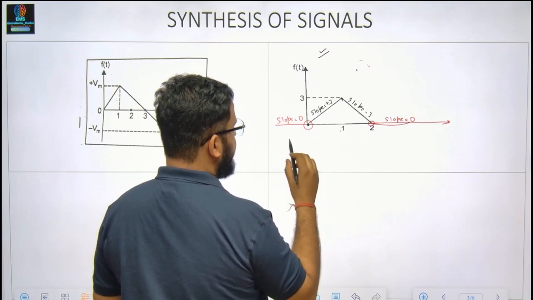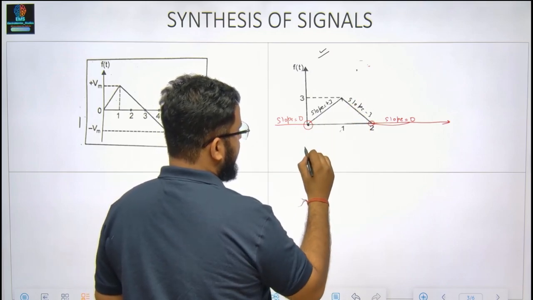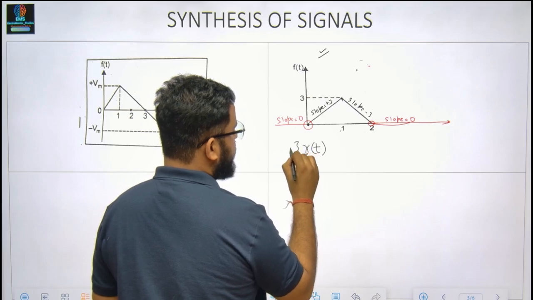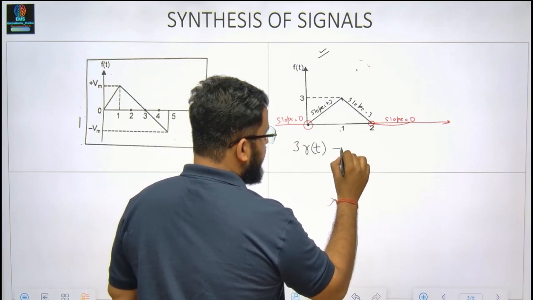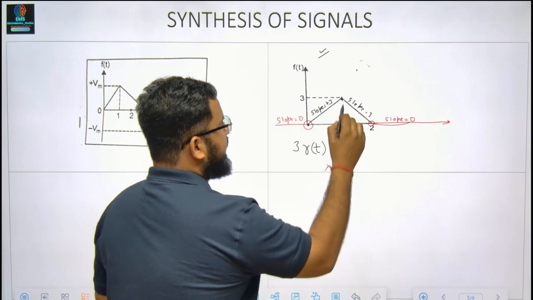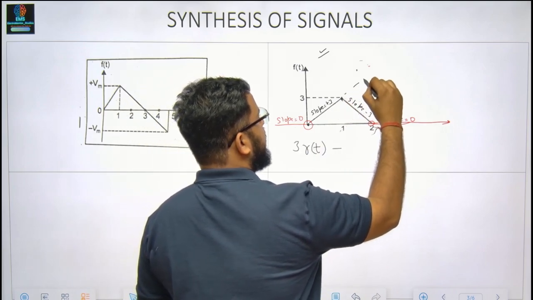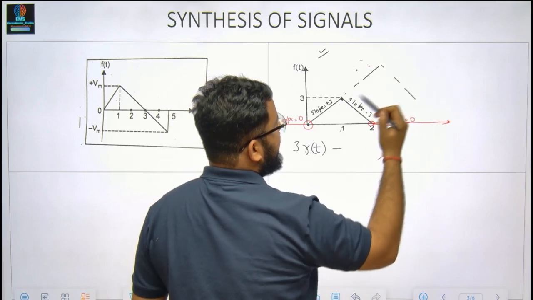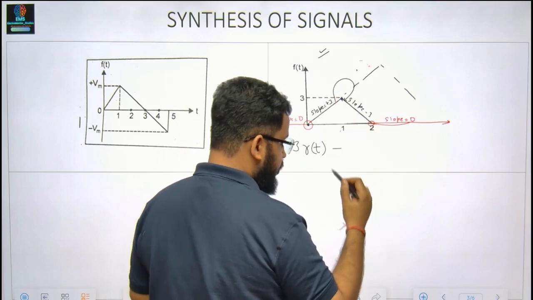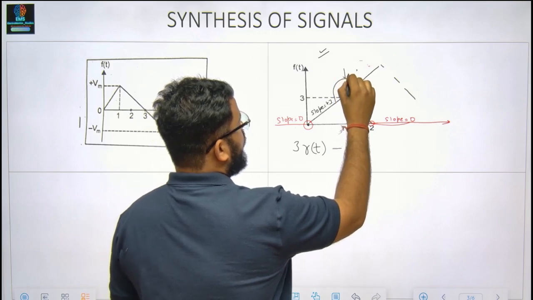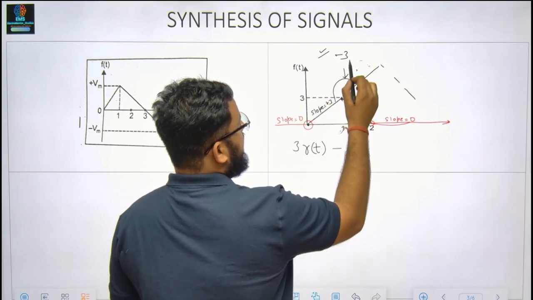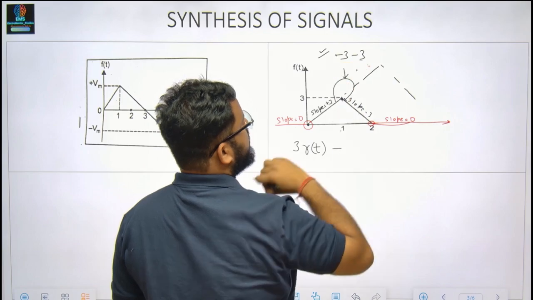At this particular point, my signal is rising in a linear manner, that is r of t. And what is the slope? That is 3r of t. Plus or minus, we'll see over here. At this point, my slope was going on at +3 and suddenly it has been tilted to -3. So what is the amount of change? Now here you have to determine the amount of change. My amount of change is the final slope, that was -3, minus the initial slope.